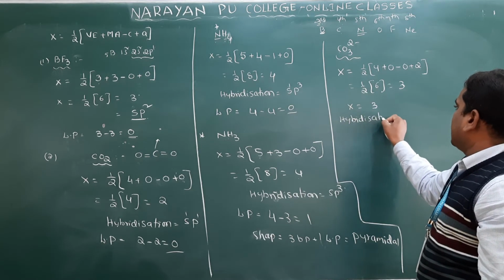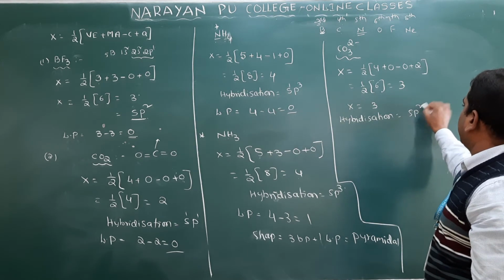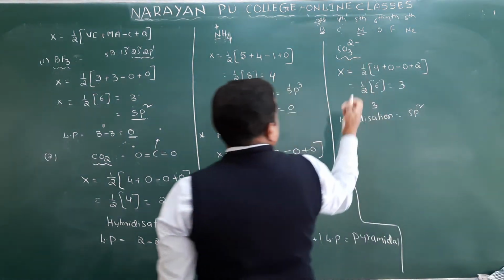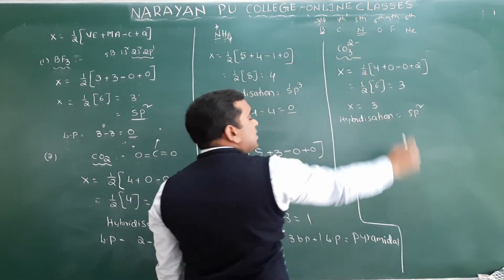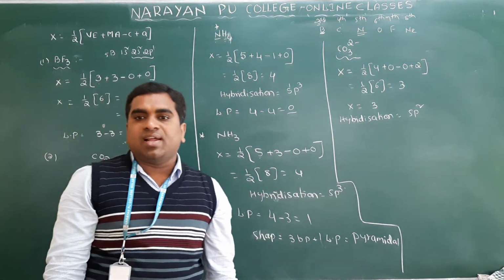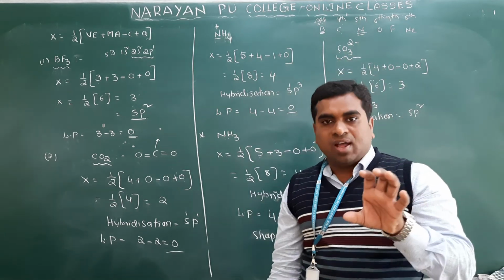What is the hybridization here? sp2. This is the hybridization. Clear? So lone pair electrons are 0, because 3 minus surrounding atoms, also 3. So this is the way to calculate the hybridization for a given molecule or ion.